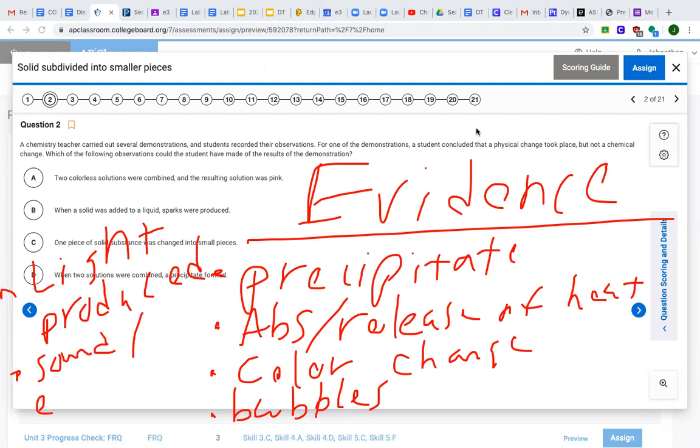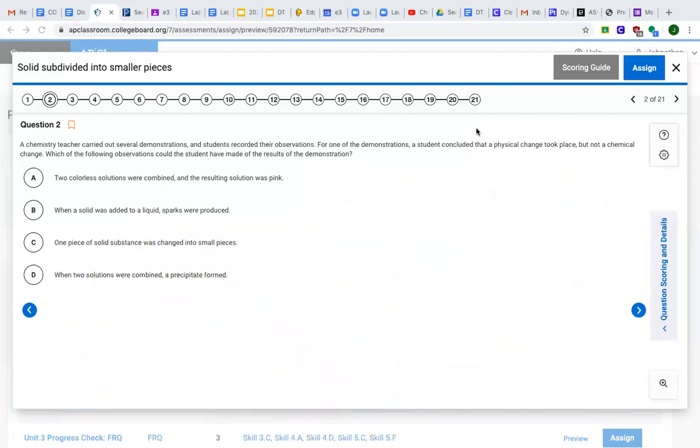Sound or explosion. Okay, sound or explosion. Those definitely indicate that a chemical reaction has occurred. So you just want to memorize those, so that you can answer these types of questions, and more importantly, so that you'll know in real life when chemical reactions are actually going on around you.